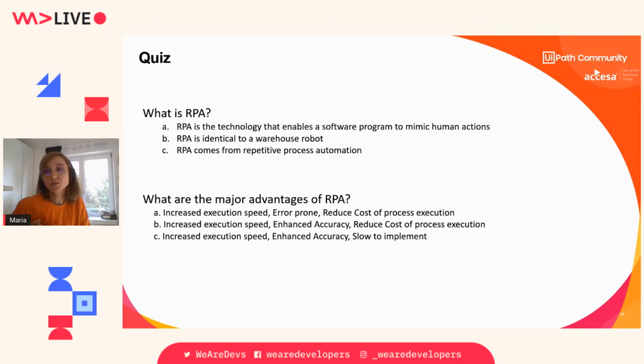I will go now to the next one. Maybe you dare on that one. What are the major advantages of RPA? Increased execution speed, they are error prone, and reduce cost of process execution. Or they increase execution speed, they enhance accuracy, and reduce cost of process execution. Or the third answer, increase execution speed, enhance accuracy, and slow to implement.